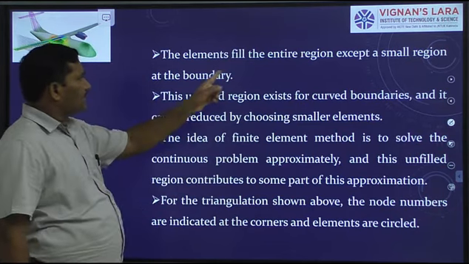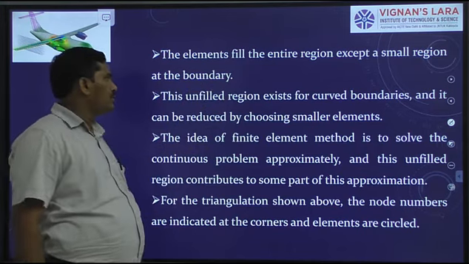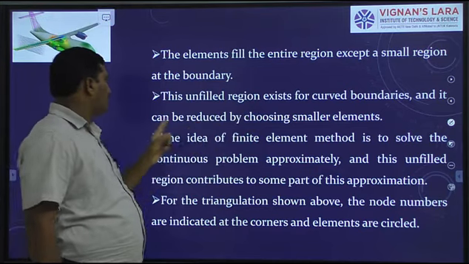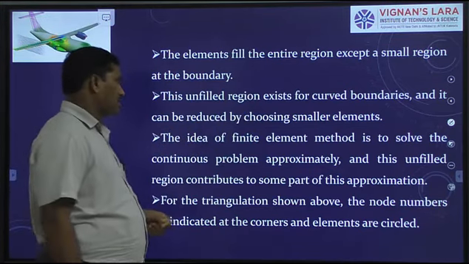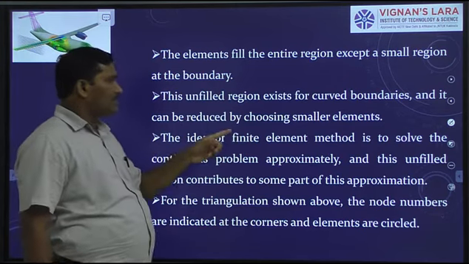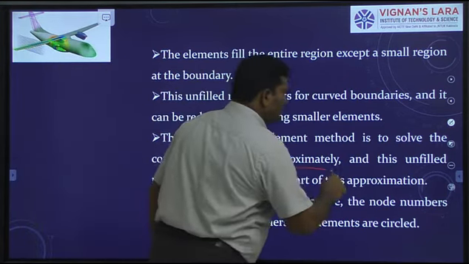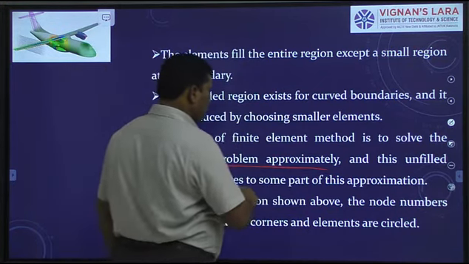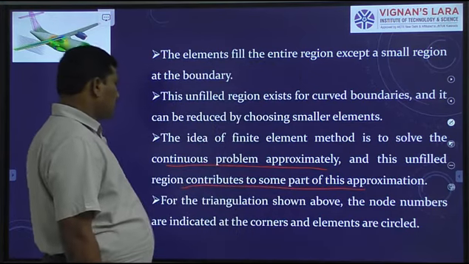The elements fill the entire region except a small region at the boundary that I told you. This unfilled region exists for the corner boundaries and it can be reduced by choosing smaller elements. Next. The idea of the finite element method is to solve the continuous problem approximately, and this unfilled region contributes to some part of this approximation. Okay. Next.